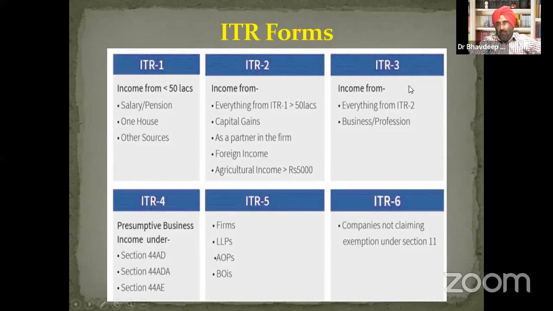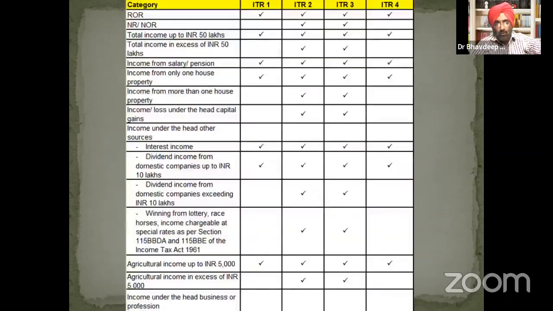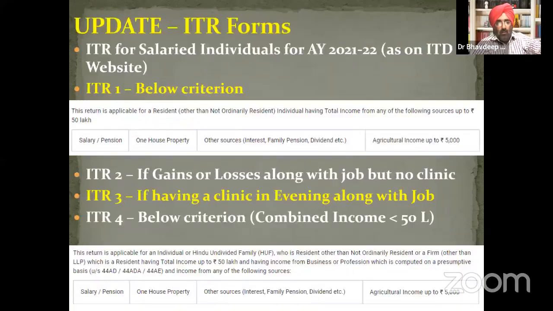More than 50 lakhs, audit in this case, and ITR 3 presumptive way. Still audit. उनकी लास्ट डेट 31 अक्टूबर है. I've showed you this already, which was on the ITD website. ITR 1 के criteria similarly: resident other than not ordinarily resident, income up to 50 lakhs, salary, one house property, other sources less than or up to 5,000.